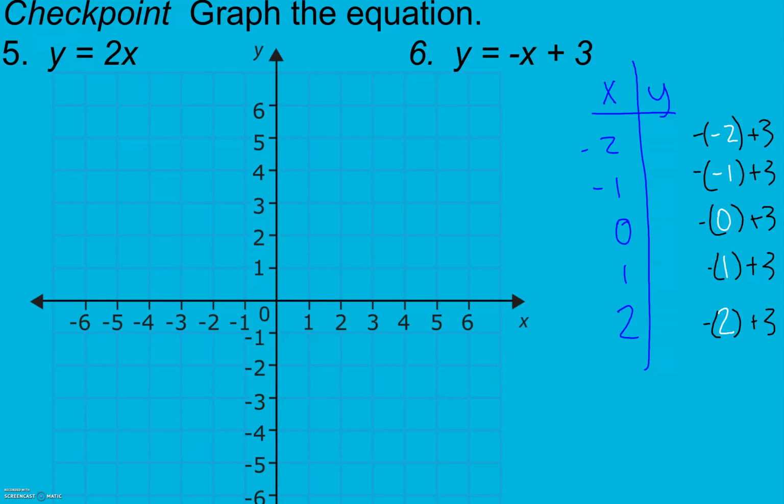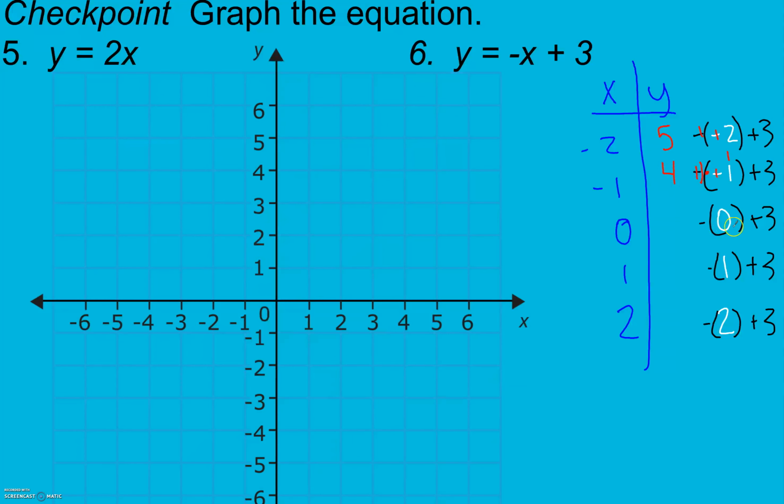Here, I have minus a negative, which is plus. So 2 plus 3 is 5. Minus a negative, guys, is like taking a -1 times a -1. Gives me a +1 plus 3 is 4. 0 is just 0 plus 3. -1 plus 3. And -2 plus 3.